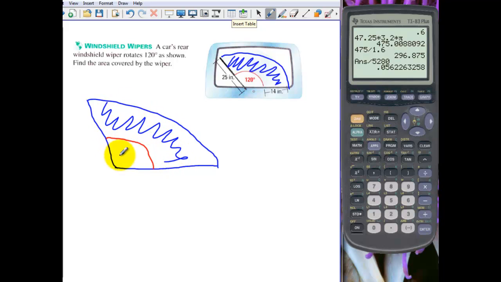Now we could find the area of the entire sector and subtract our red area. We're told that the total length of the wiper blade is 25 inches, and this part is 14 inches. That means this red part, if we subtract 14 from 25, is 11 inches.